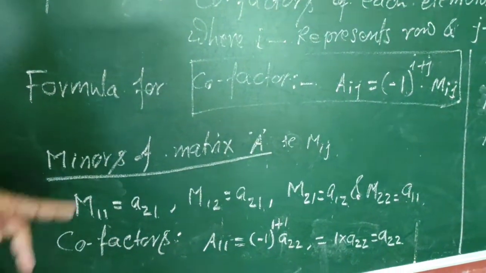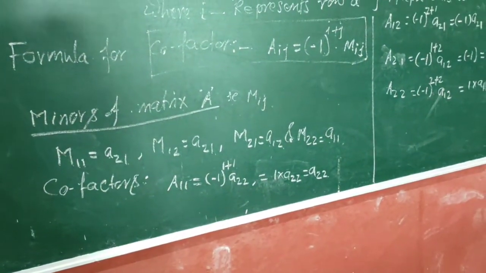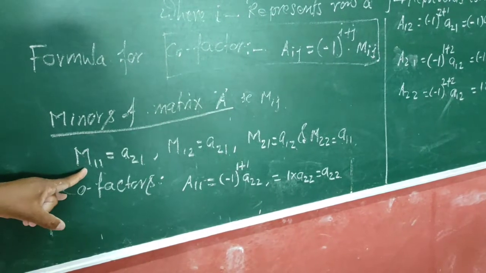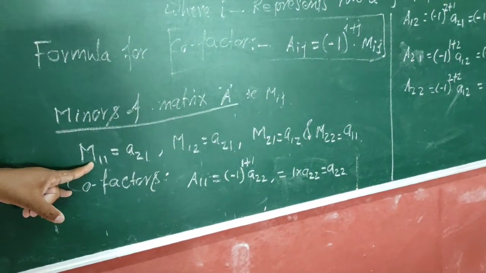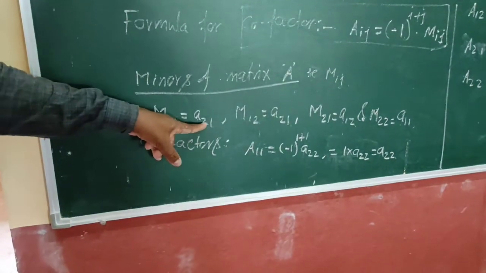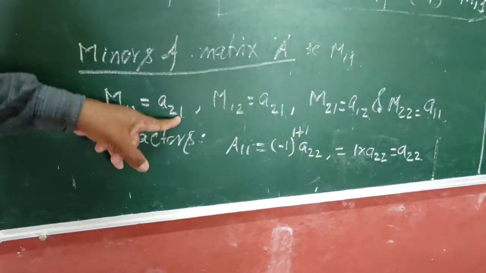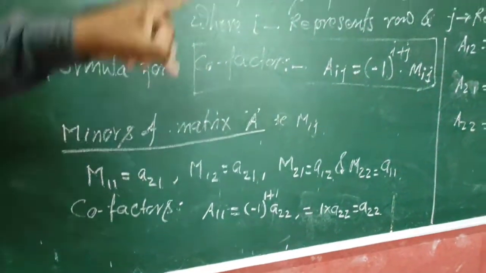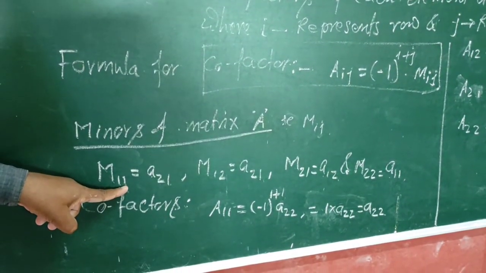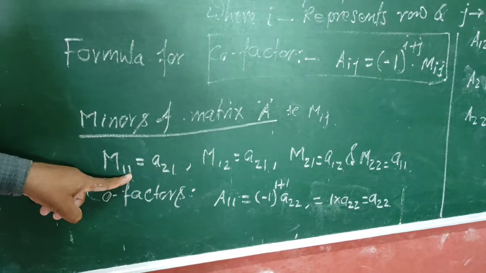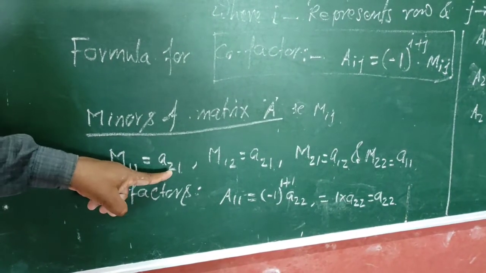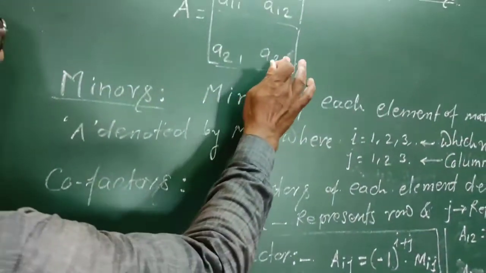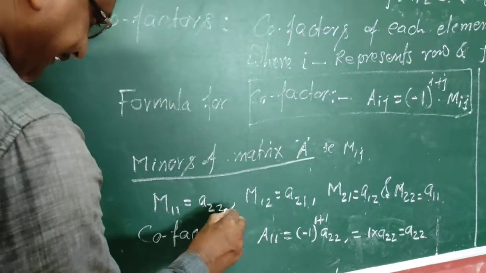Already we have taken the matrix A here as a general example, and these minors are denoted by Mij. How can you find the minors of this matrix? Here the minor M11 is equal to A22. What is the meaning of this? It is the minor of the first element, that is A11, therefore the suffixes are i equal to 1 and j equal to 1. This is the minor of the first element A11 and it is equal to A22. How can you find out this A22 here?